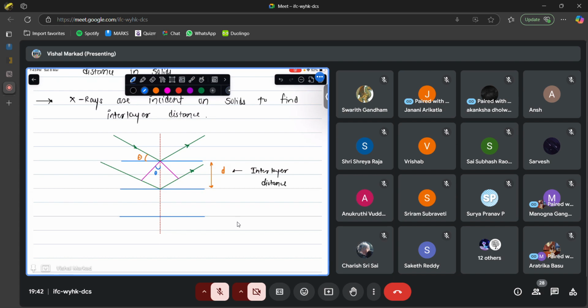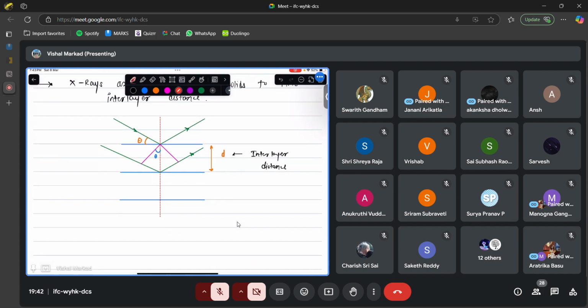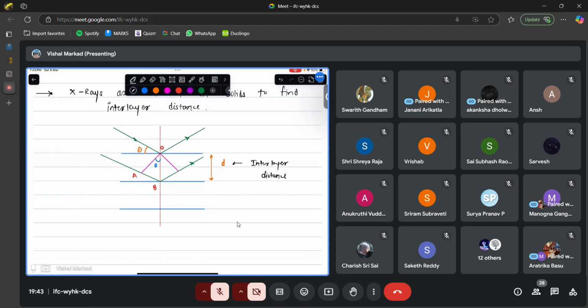Okay. Now here, we'll write down some names. Let's say this is point O. This is point A. This is point B. Okay. Now here, this is the first layer. This is the second layer of that solid surface. Okay.